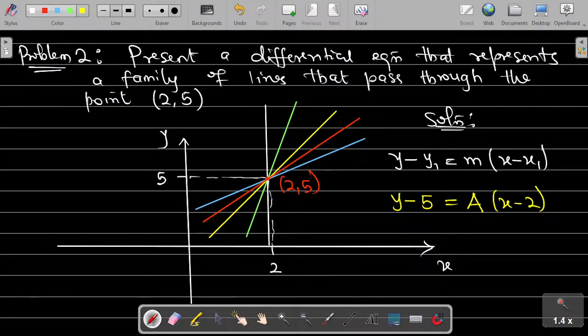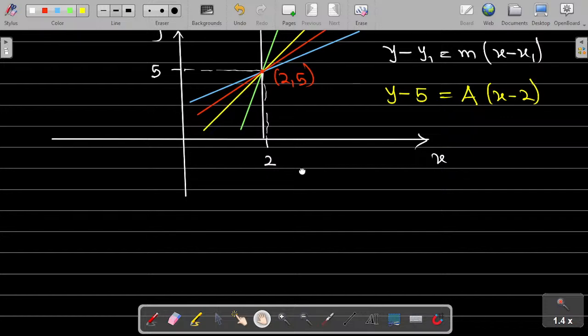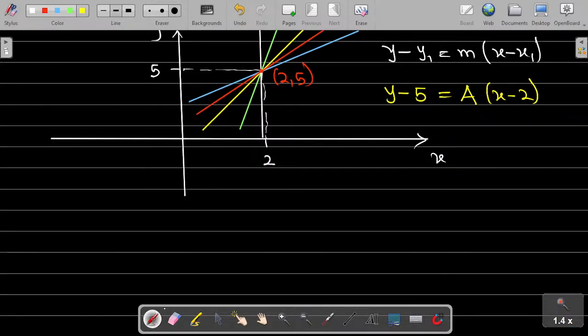The slope can be different, but they are meeting at the same point 2 and 5. The slope here is the a. That's why you're having different slopes like this, but they are all passing through that point. After you've gotten this, you can move on to generate the differential equation that will represent that family. And how do you do that? You eliminate the arbitrary constant. How do you eliminate the arbitrary constant? You get one derivative, since it is only one arbitrary constant.